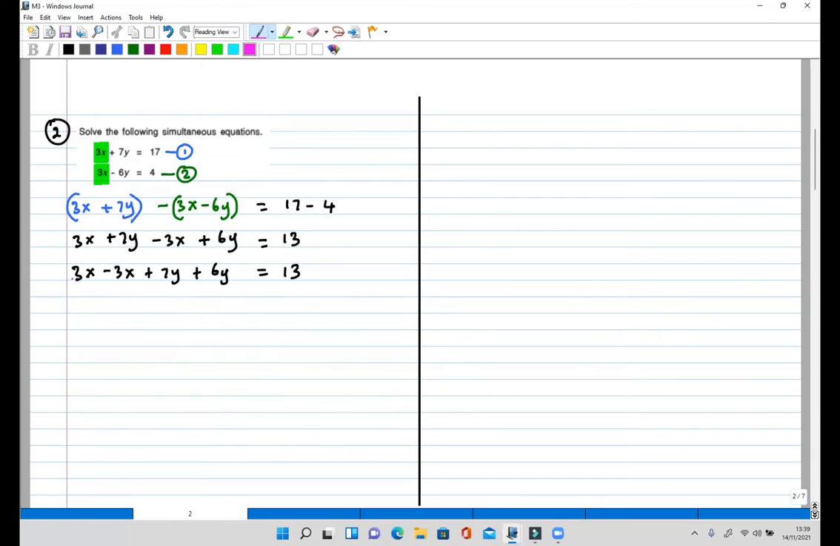Now, 3x and 3x will be eliminated because 3x minus 3x, that is a 0. Now, 7y plus 6y, it is 13y, which is equal to 13. And so, y is equal to 1. That is 13 divided by 13. Okay. Now, we know the value of y. Let's look for x. We can substitute y is equal to 1 in equation, let's use equation number 2.